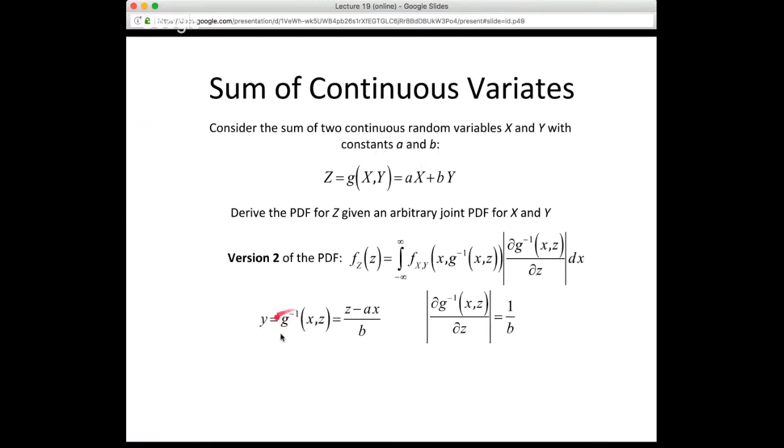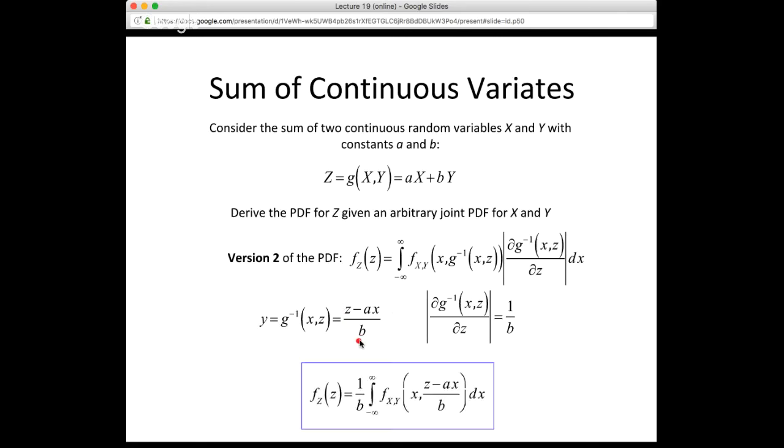So y, which is in the g inverse function of x and z, is equal to (z minus ax) over b. And then if we take the derivative of that right-hand side with respect to z, we just get 1 over b. So 1 over b goes in for this absolute value term here, and then we substitute for the g inverse function, this quotient (z minus ax) over b. And there you go. So there's the derived PDF for z in the case where we go with version 2 of the PDF.